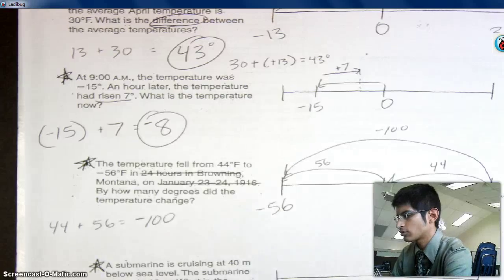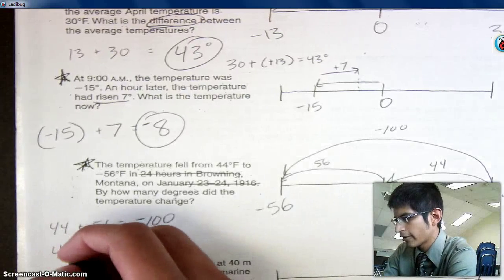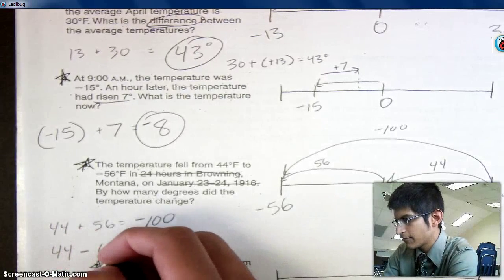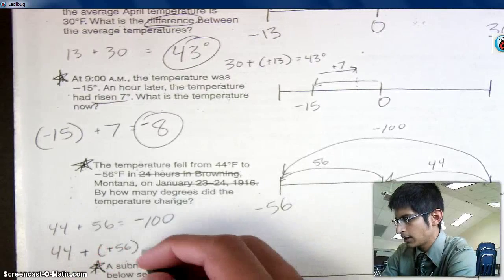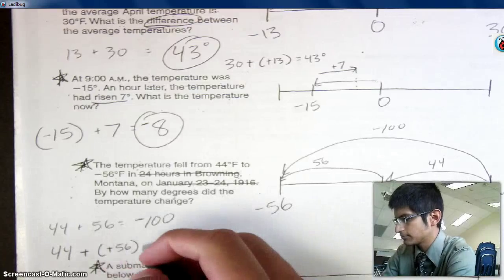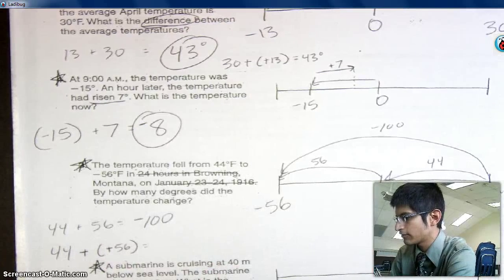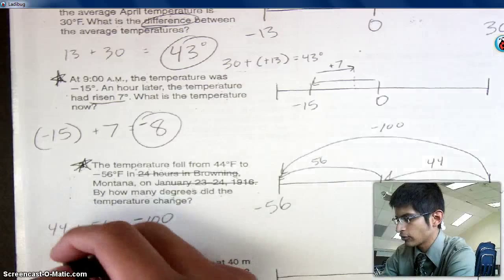So another way that you guys could write that would be 44 minus negative 56. And you change this into an addition problem, and you get the answer of, oh, I messed up. It should be positive. What did I do wrong? I don't know. I'm going to cross it out so I don't confuse anybody.